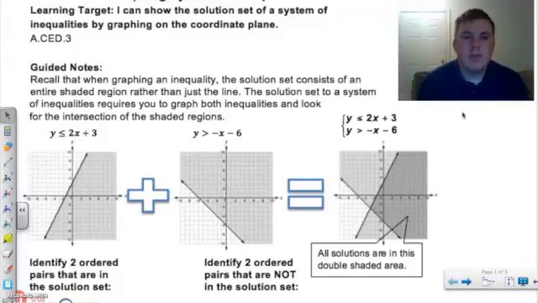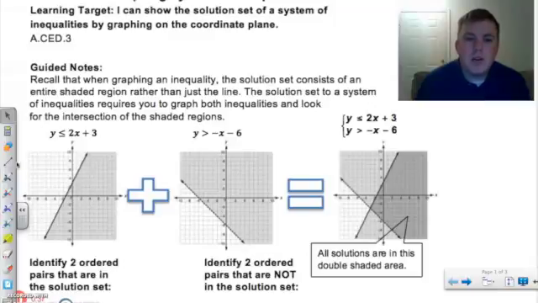So our learning target for this lesson is that I can show the solution set of a system of inequalities by graphing on the coordinate plane. Remember back in Unit 2A1 we were graphing inequalities. Our solution set consisted of an entire shaded region instead of just the line. We shaded either above the line or below the line to show our possible solutions. For a system of inequalities, where we're going to have more than one inequality on the same coordinate plane, we're going to have to graph both inequalities and look at where those shaded regions intersect.